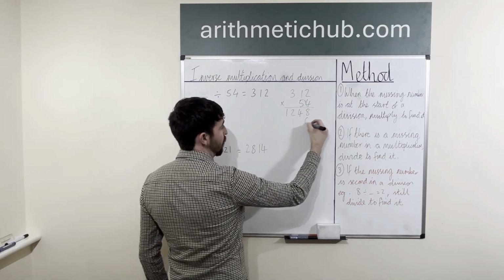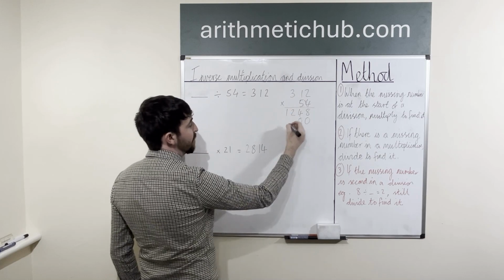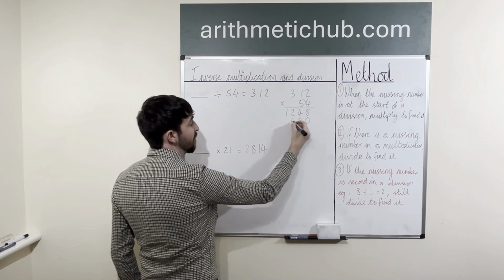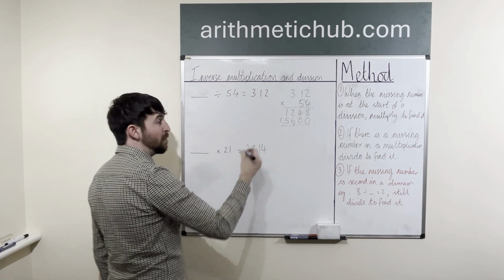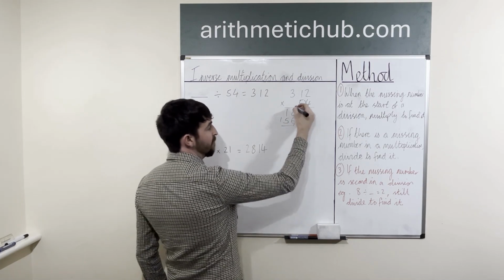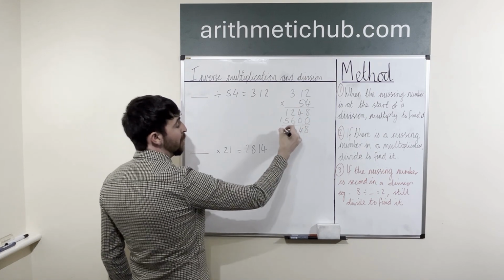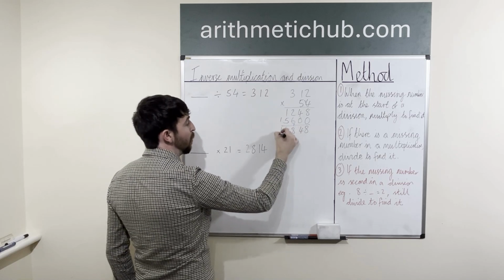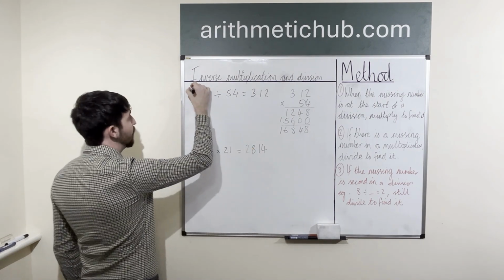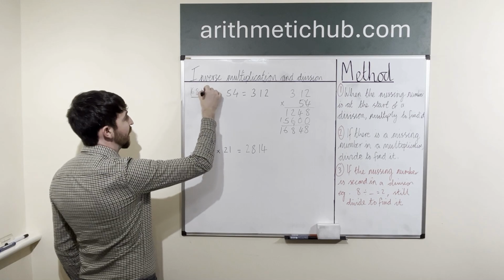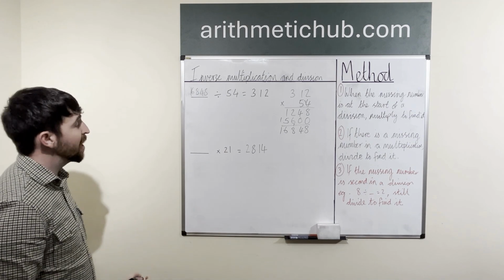Cross my ones column out over here, drop my 0 down. 5 times 2 is going to give me 10, 5 times 1 is going to give me 5, add the 1 is going to give me 6, 5 times 3 is going to give me 15. And then what I do is I would add them together. 8 add 0 is going to give me 8, 4 add nothing is going to give me 4, 2 add 6 is going to give me 8, 1 add 5 is going to give me 6, and 1 add nothing is going to give me 1. So my answer will be 16,848.